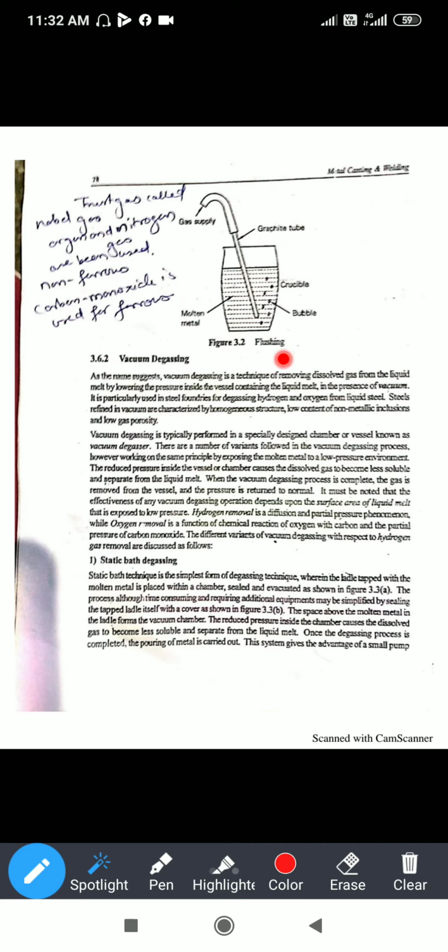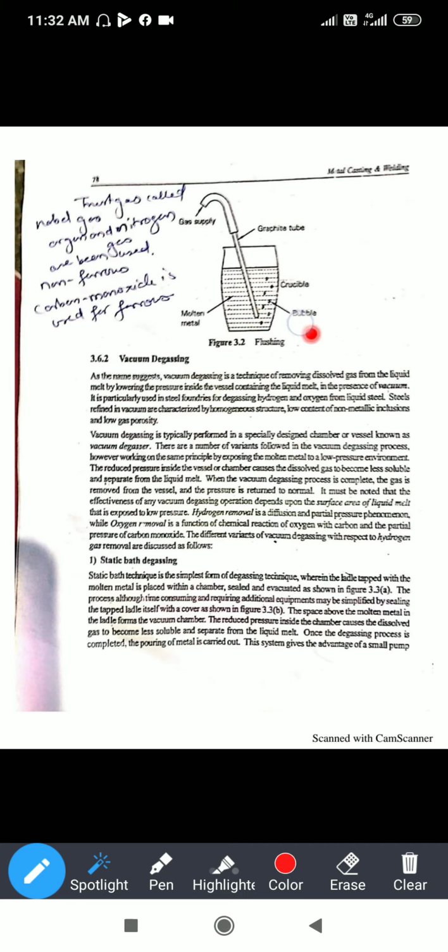Why is the graphite tube used? Because it has a higher melting point than the other metals. Through this graphite tube, the gas is released into the liquid molten metal within the crucible cup.